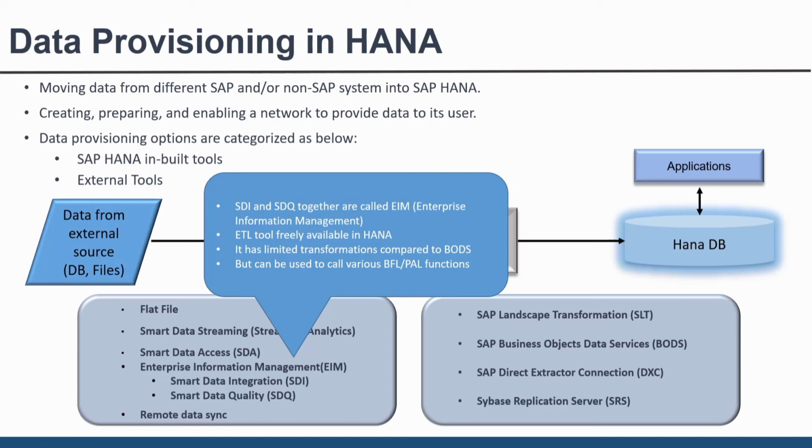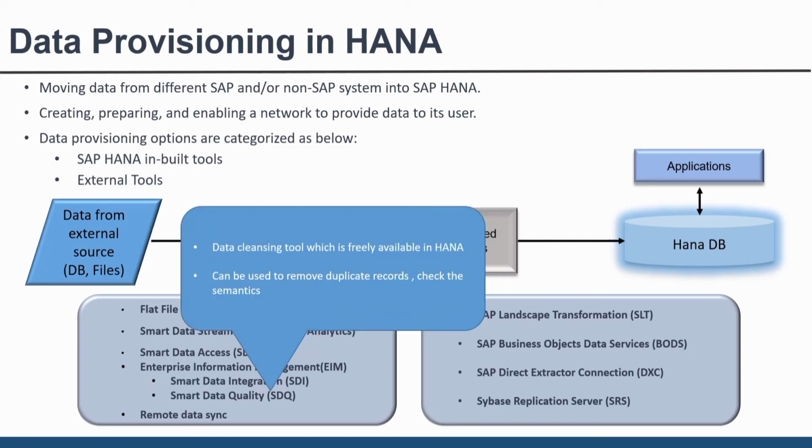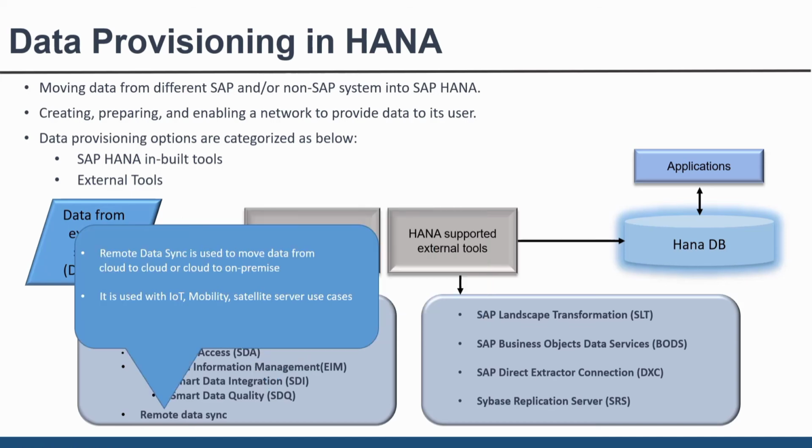combination of two tools, Smart Data Integration and Smart Data Quality. So Smart Data Integration, that is SDI, is an ETL tool which is freely available in HANA. It has limited transformations compared to BODS, and it can be used for various business function libraries or predictive application libraries. The next tool is SDQ, which is used for data cleansing majorly, and it can be used for removing duplicate records and also to check the semantics.